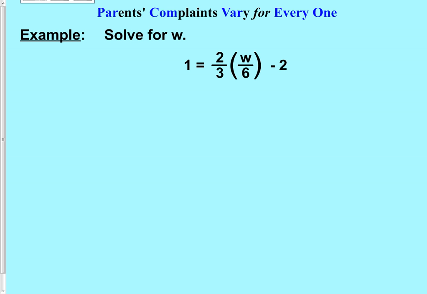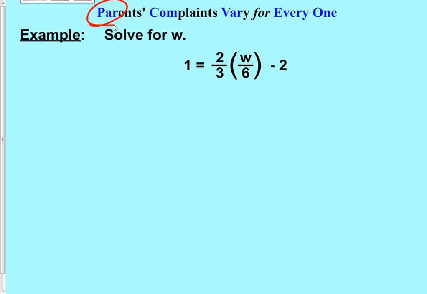Okay, so in this equation, 1 equals 2/3 of w divided by 6 minus 2. It looks nasty, but walk through your steps one at a time. Okay, so step 1, parents, that's for parentheses. We look in the problem and we can see that right off the bat we have a parenthesis problem. Okay, so we need to do a little bit of multiplication in order to rid ourselves of those parentheses.